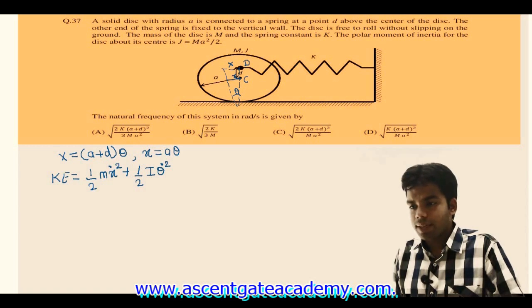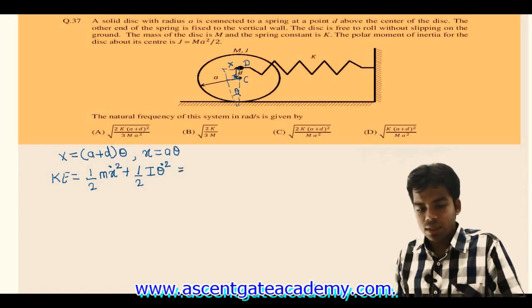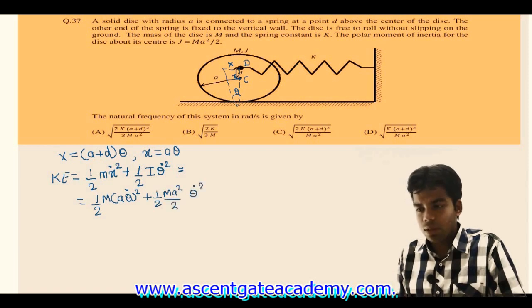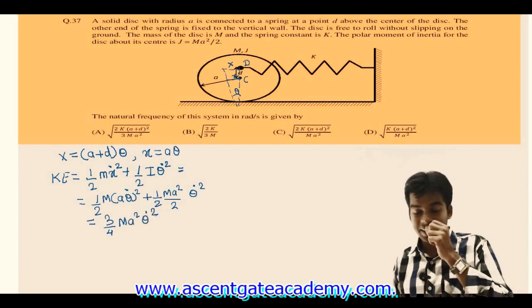x is equal to a into theta. Just put the value. So this kinetic energy will be equal to half capital M into (a theta dot) whole square, plus half into ma square by 2, I is given as ma square by 2, into theta dot square. So this will be equal to 3 by 4 ma square into theta dot square. Getting this? This will be the total kinetic energy.